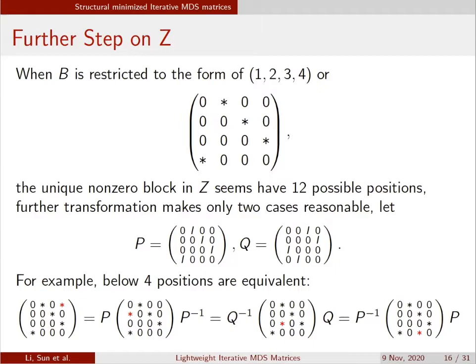And when B is restricted to the form of 1, 2, 3, 4, the unique non-zero block in Z seems to have 12 possible positions, but further transformation makes only two cases reasonable. Here we give the equivalent four positions, that is, Z appearing in 1, 4 is equivalent to 2, 1, and 3, 2, and 4, 3.